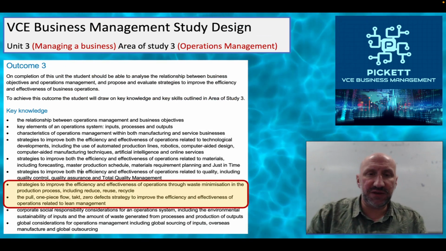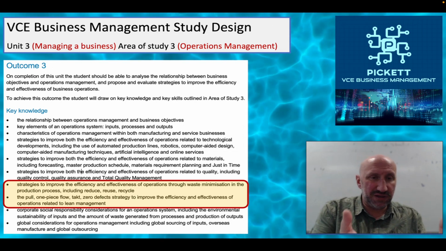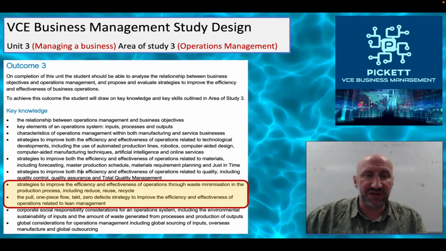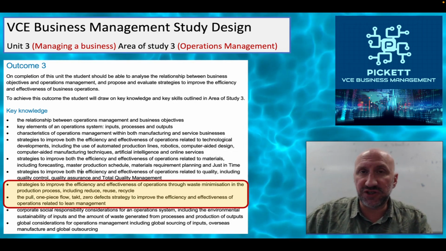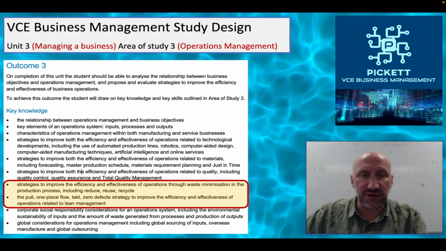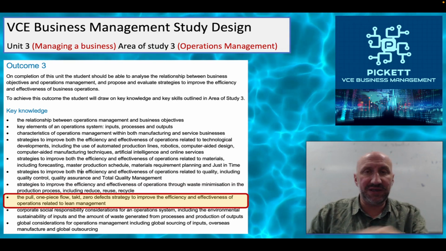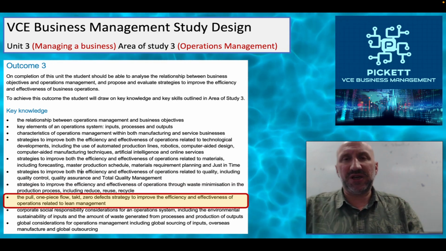Now, coming back to the study design. It said there were 2 key knowledge dot points that we're going to talk about here. So you can see the two there. The first one we've now kind of covered. We've mentioned how waste minimization improves the efficiency and effectiveness. We've talked about reduce, reuse, and recycle. So this second one here is now what we're going to focus on. This is something called lean management.